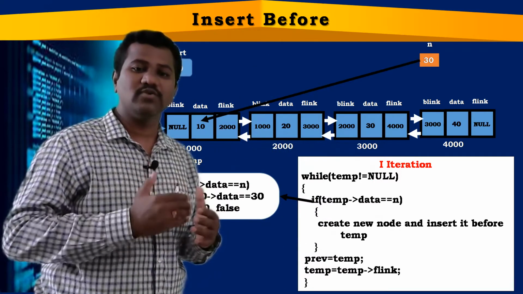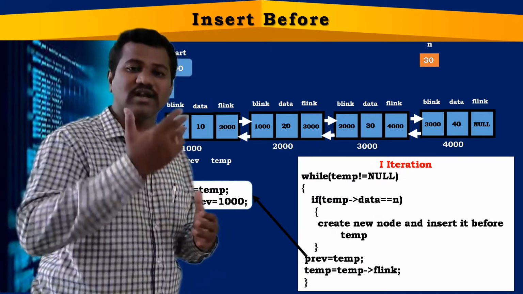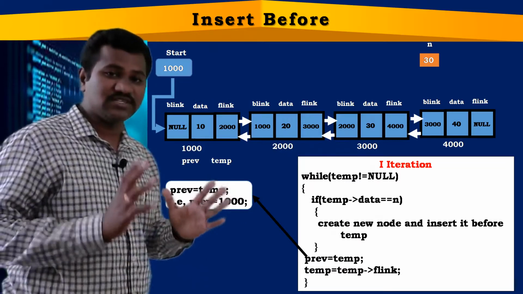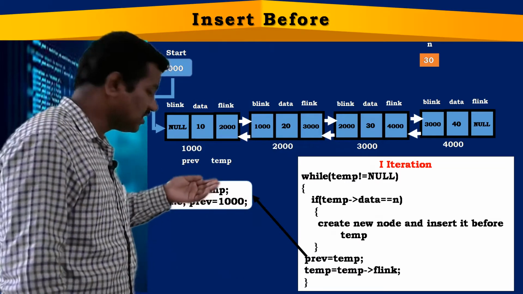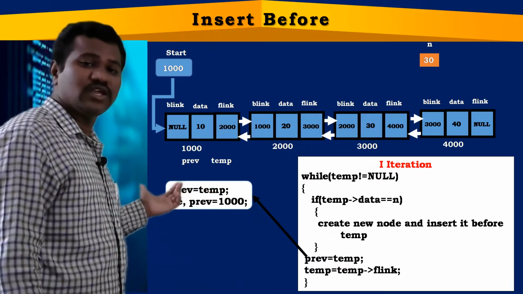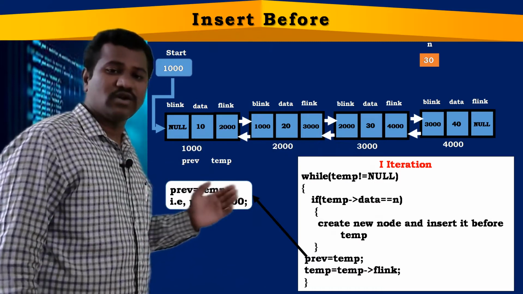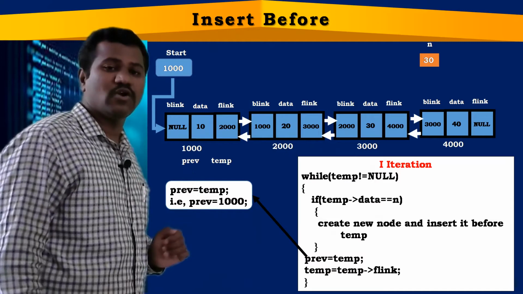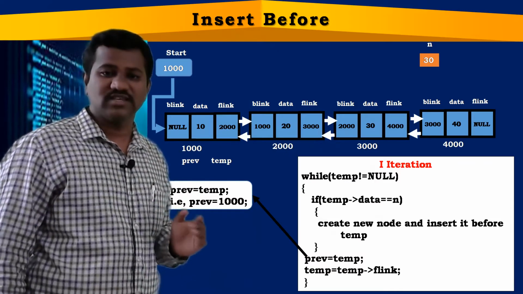We need to make temp move from the first node to what? The next node. And at the same time, I'm going with some instructions in order to establish the links. I'm going with one more instruction: temp I'm storing in what? Previous. Actually, temp contains 1000. 1000 I'm storing in what? Previous. So your previous is also pointing to what? The first node. That is 1000.